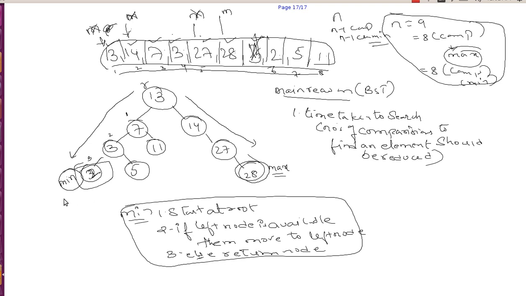So how many comparisons did I require? For finding the minimum element, I required 3 comparisons. But in the array, how many comparisons do I require? I require 8 comparisons for finding an element.